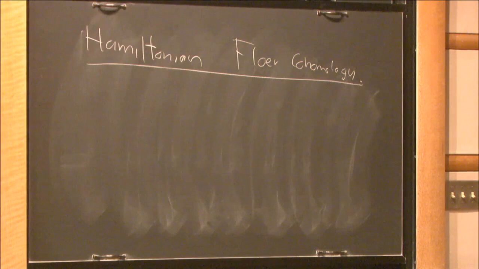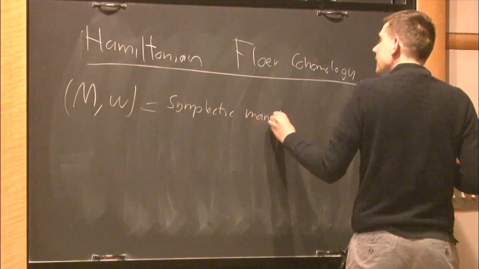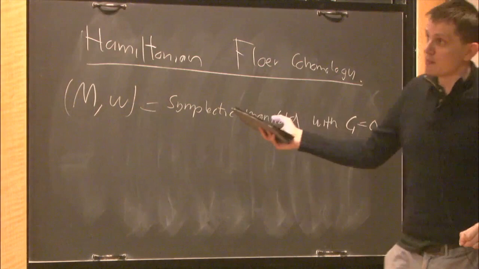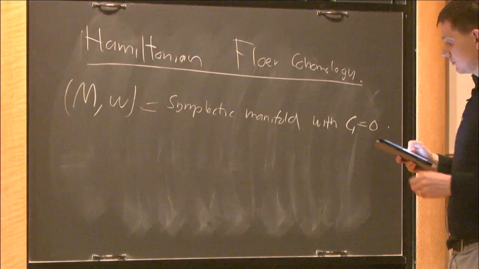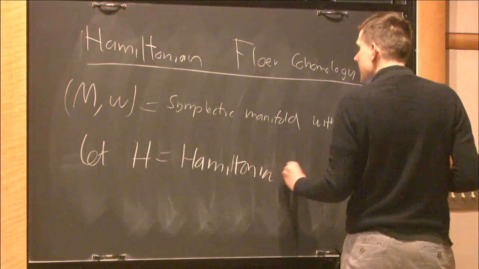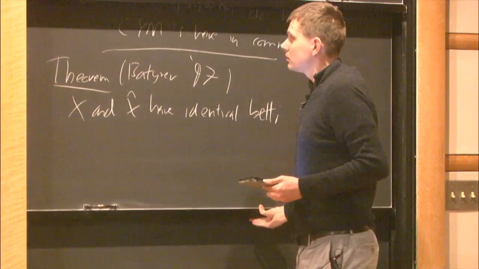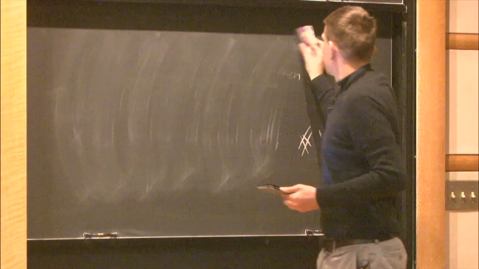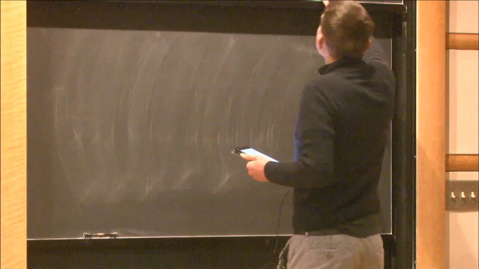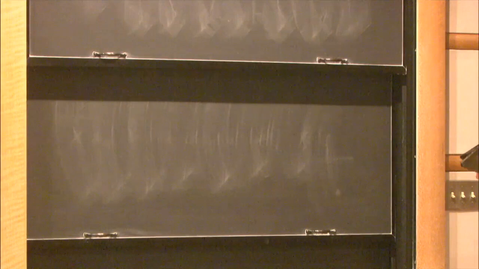Okay, so I'm going to just fix a symplectic manifold with c1 equals 0. So you should think of (M, omega) as either X or X hat. And on this symplectic manifold, I have a Hamiltonian. So we let H be a Hamiltonian on M. So Hamiltonian Floer cohomology is the homology of a chain complex, and the chain complex is freely generated, morally, by one-periodic orbits of the Hamiltonian.